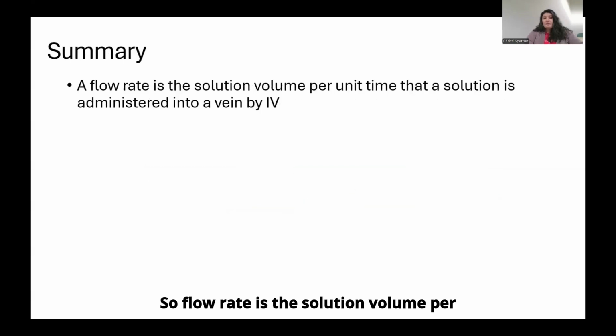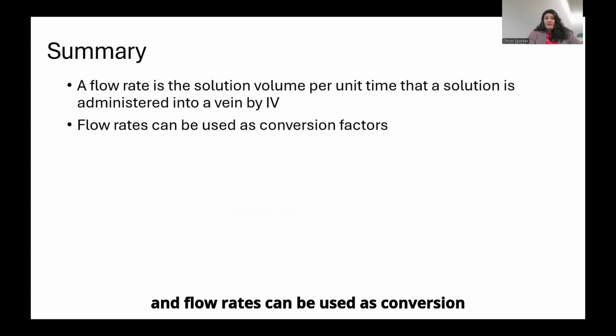So flow rate is the solution volume per unit time that a solution is administered into a vein by IV. And flow rates can be used as conversion factors, same as solution concentrations.